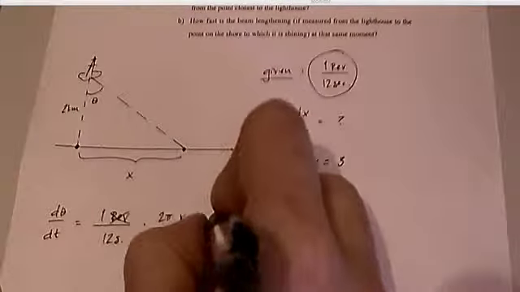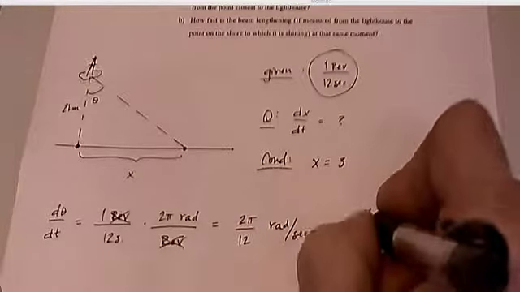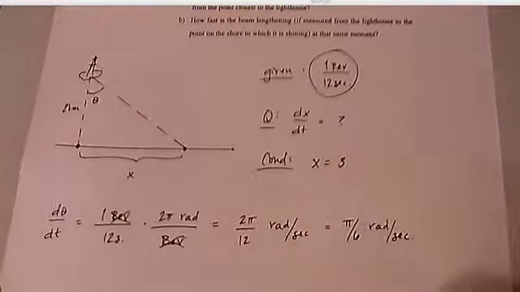Well, I happen to know that I can arrive at d theta dt with just a little bit of conversion. We'll call it d theta dt, but we're starting out with 1 revolution every 12 seconds, and we know that there are 2 pi radians every revolution. So we just have to convert it. And therefore revolutions cancel out, and I'm left with 2 pi over 12 radians per second, and of course that reduces to pi over 6 radians per second. So that is actually our given.